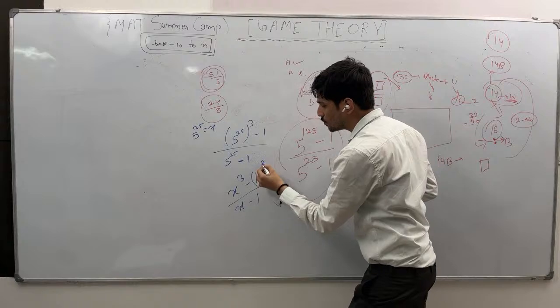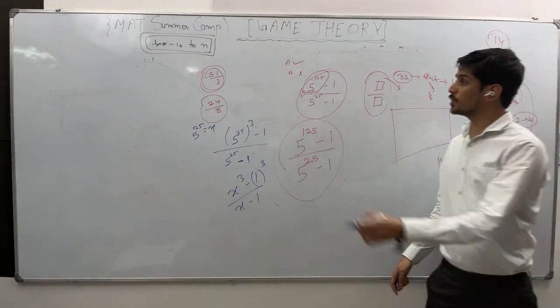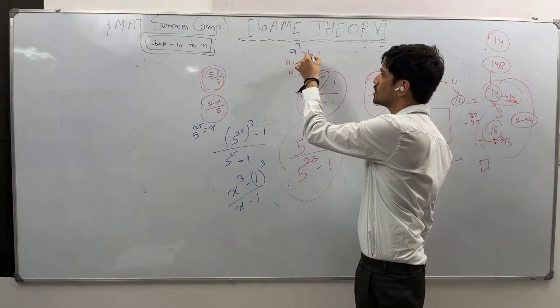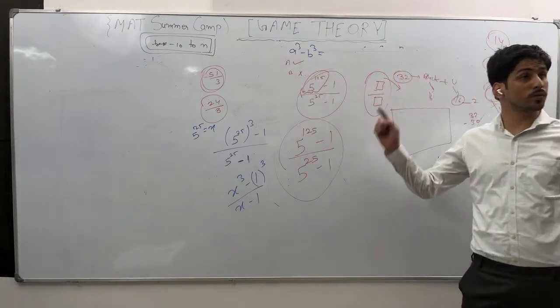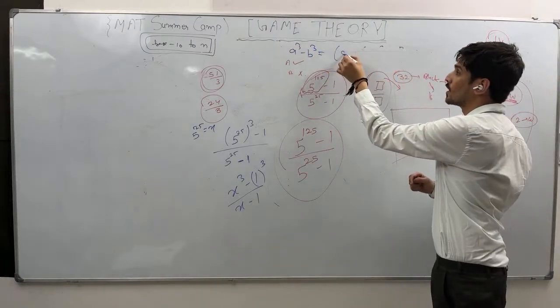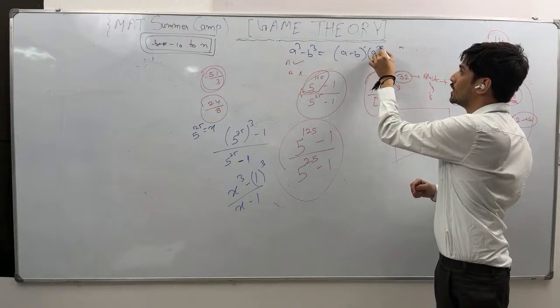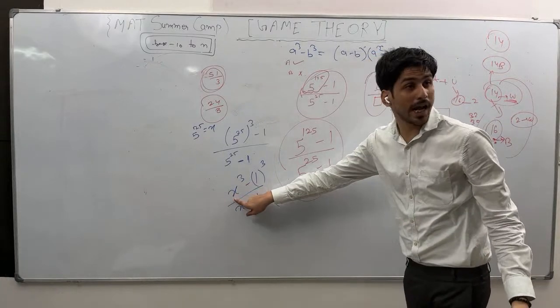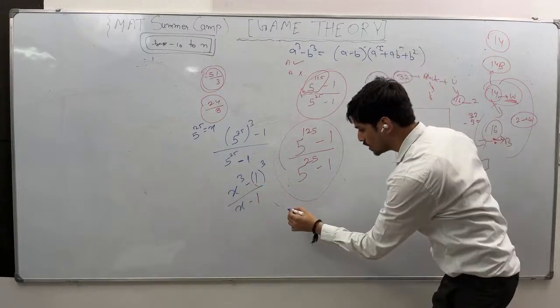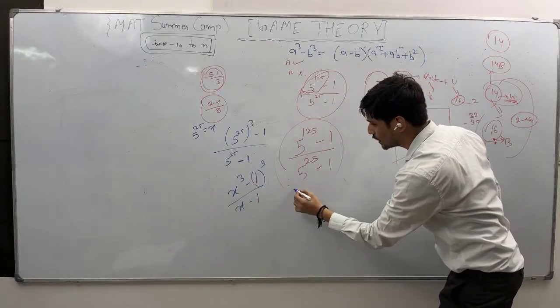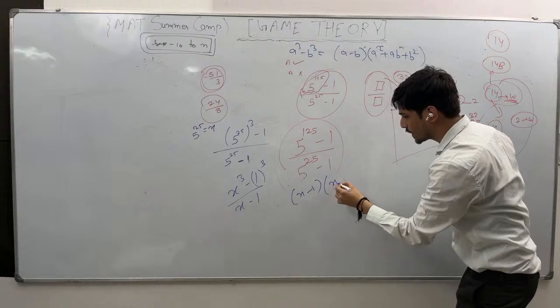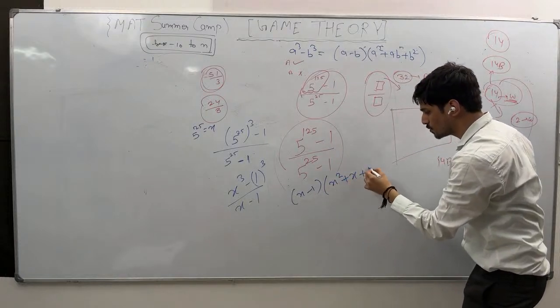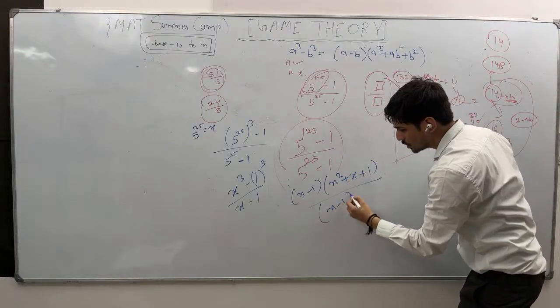So here do we have some formula? A cube minus b cube. Have you reached ninth class? Have you gone through this formula? A cube minus b cube. What is the formula? A minus b, a square plus ab plus b square. So what is a here? x. What is b here? 1. So what will I get? x minus 1, x square plus x plus 1, over x minus 1. So this will get cancelled.